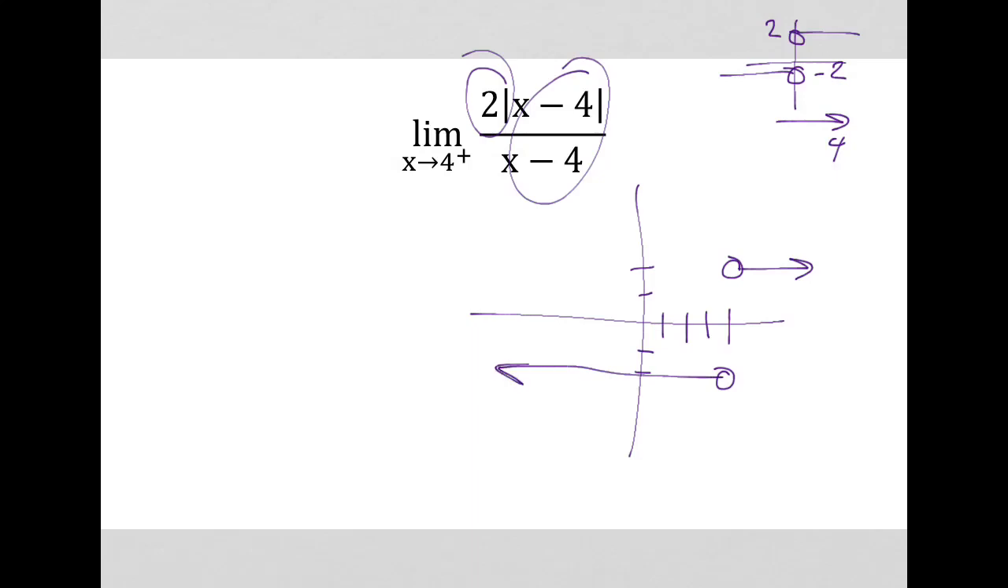And now I can easily see that the limit from the right is positive 2, because I'm on that upper branch. The limit from the left is negative 2, and the limit as x approaches 4 does not exist because I'm going to different y values. Done.